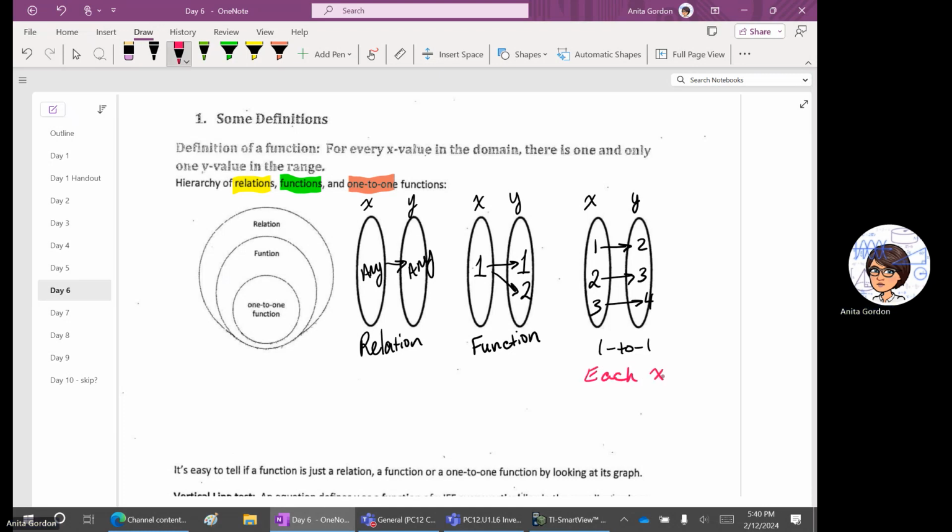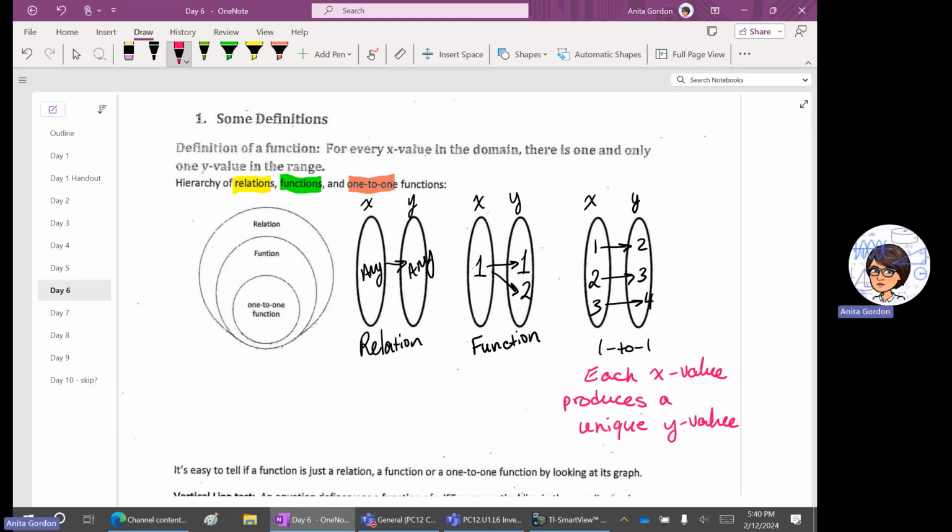A one-to-one is where each x value produces a unique y value. So there can't be any repeats.